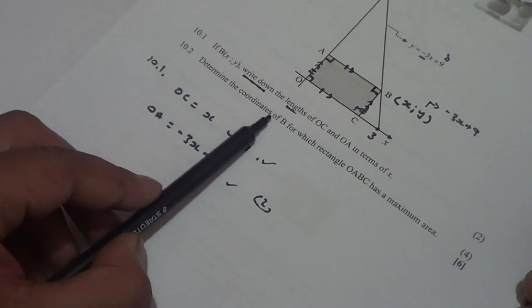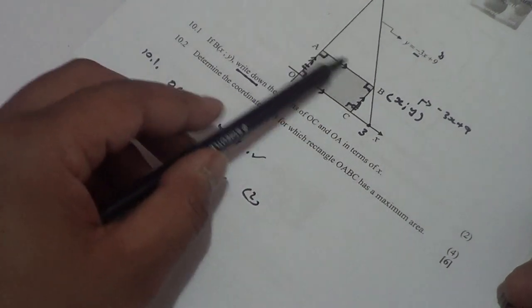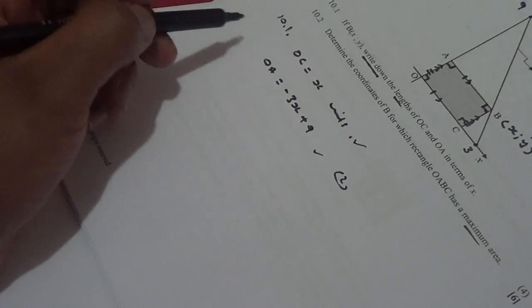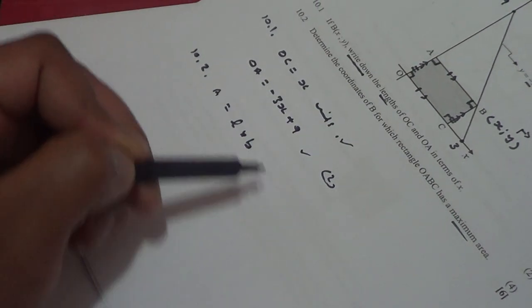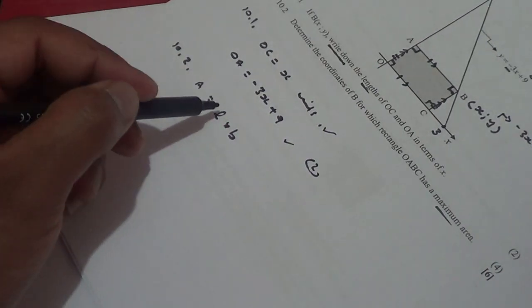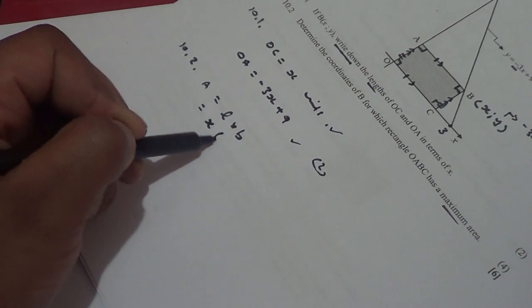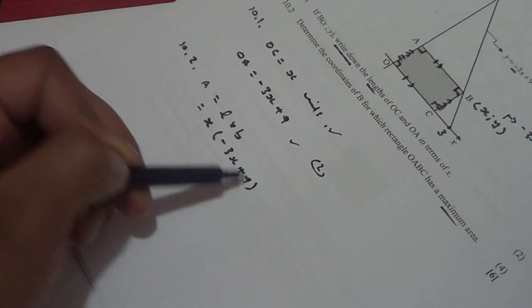Anyway, it says determine the coordinates of B for which the rectangle OABC has a maximum area. Once you hear that, you know that you're going to do the derivation or derivative. So 10.2. We know that the area is going to be what? The rectangle is length multiplied by breadth. What is the length in terms of x? It's just x meters. The breadth is minus 3x plus 9.